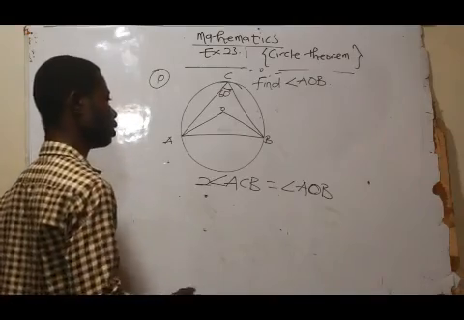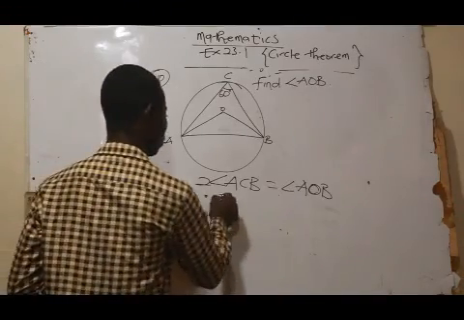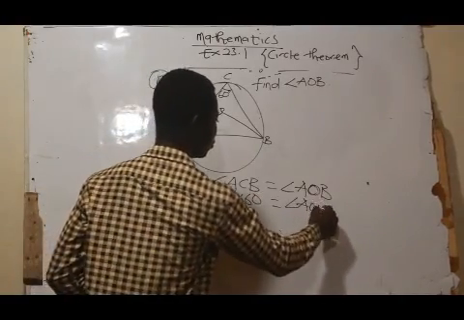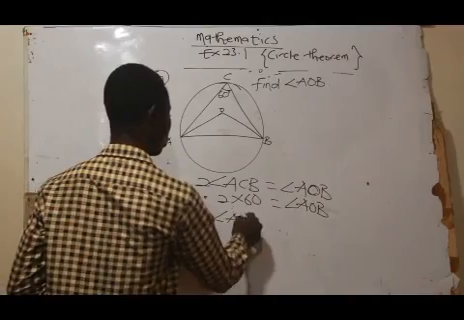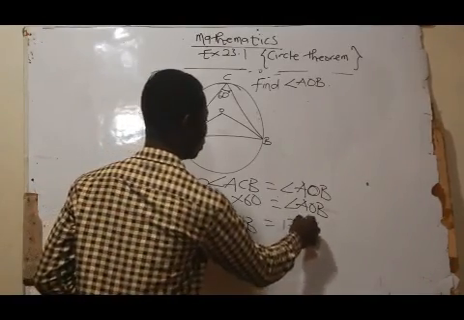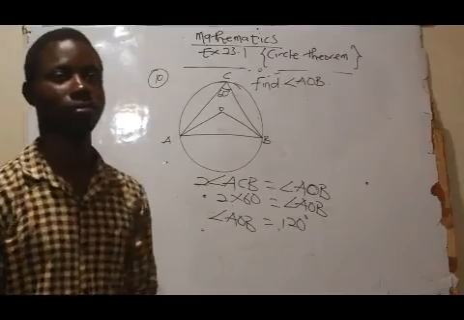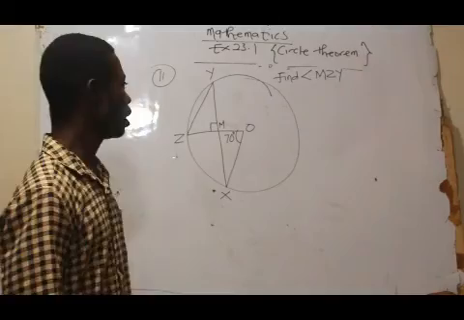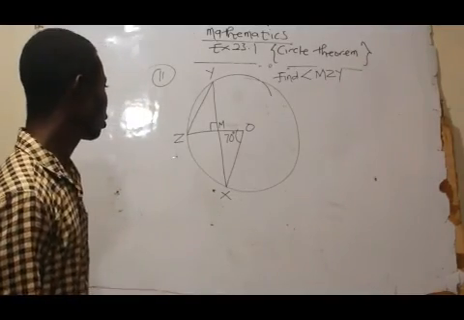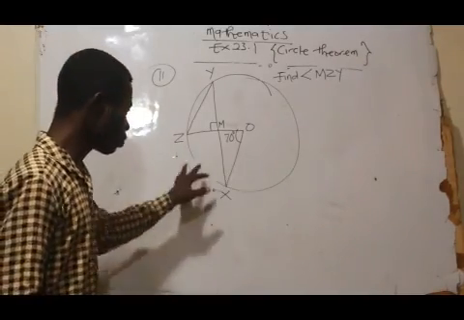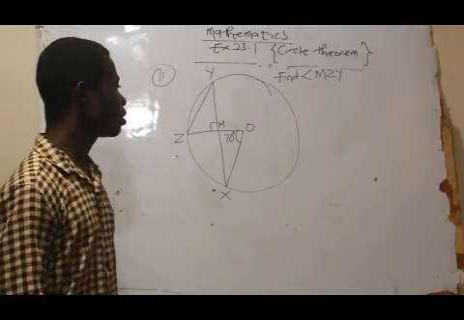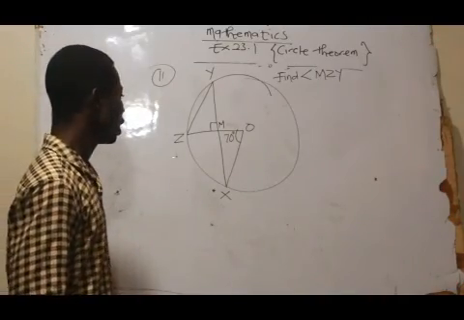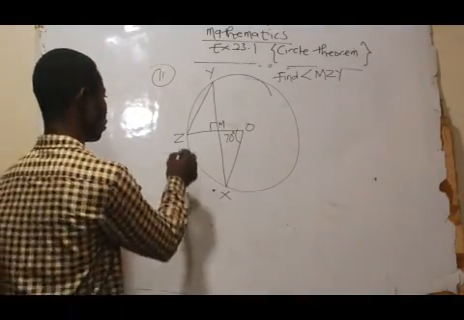So angle ACB is 60 degrees. So we say that twice of 60 degrees gives us what? Angle AOB. So angle AOB is equal to 120 degrees. Now we are on question 11, and we are told to find angle MZY. Okay. Now we have angle ZOX to be 70 degrees. Okay. Now let's assume a line joins Z to X. Okay.